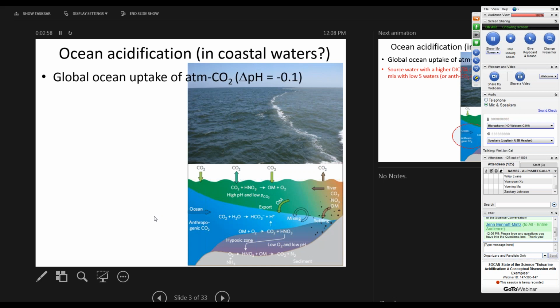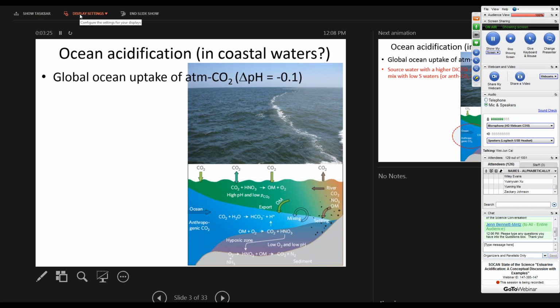Well, first, I want to satisfy open ocean people and say that ocean acidification can still be defined as what they define: global ocean uptake of atmospheric CO2 as a result of this anthropogenic CO2 increase in the ocean. So that has already led to a delta pH decrease.